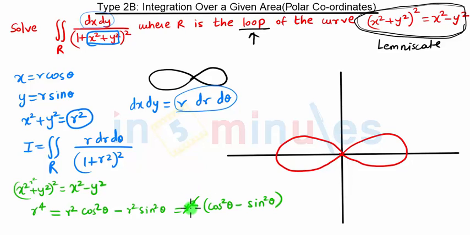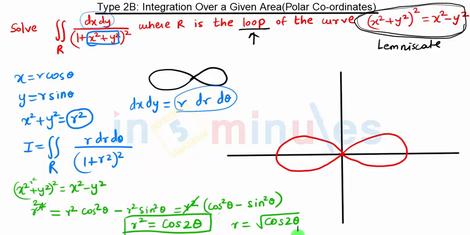One r² from here will get cancelled, so here we get r² equal to cos²θ − sin²θ. We all know cos²θ − sin²θ is nothing but cos 2θ. So this is our r², and r will be root of cos 2θ. So this also represents the equation of the lemniscate in polar coordinates.